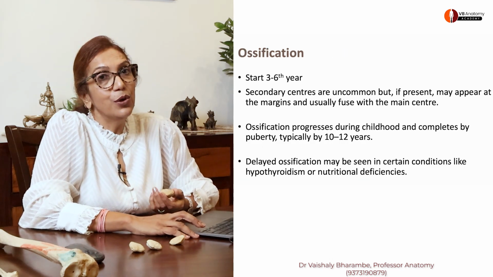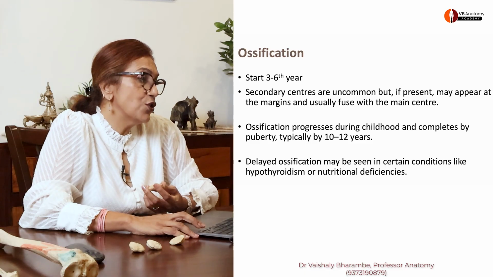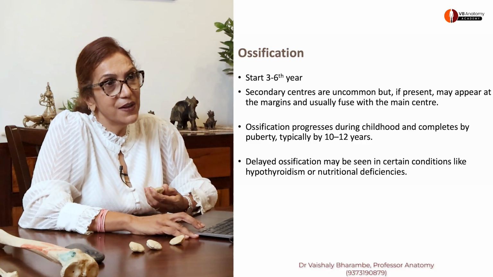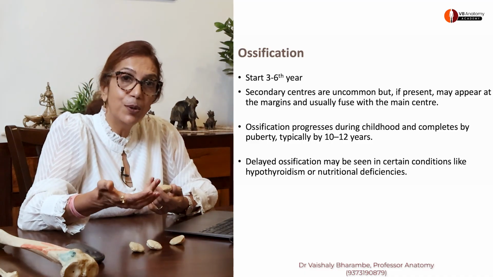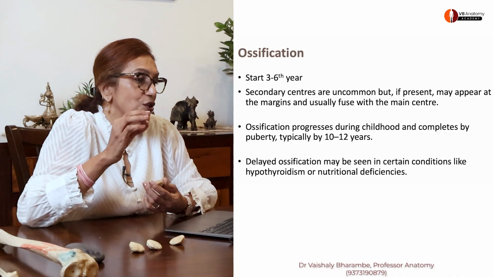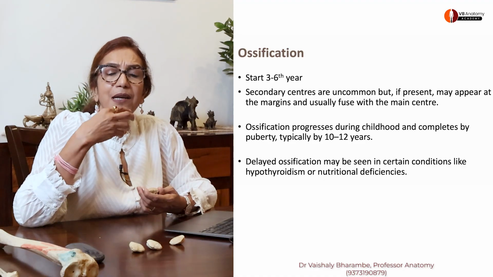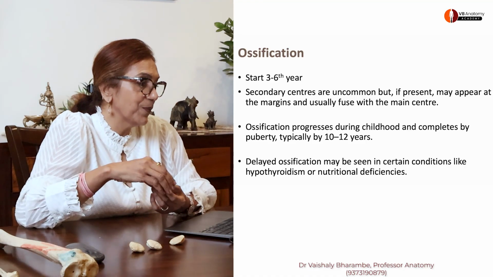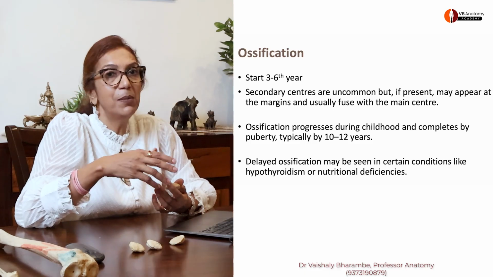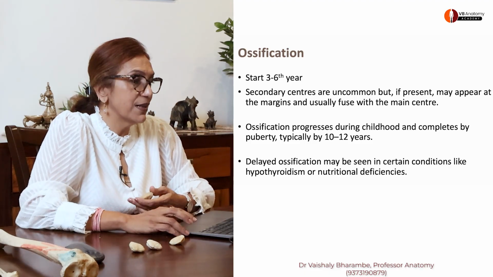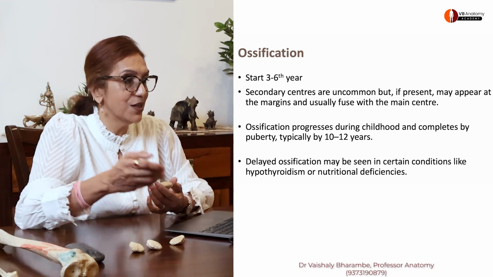Ossification, you already know it ossifies late. The ossification may begin in the 3rd to 6th year. Some say it has only one ossification center. Some say there are multiple ossification centers. Bottom line is, ossification goes on late, typically to 10 to 12 years, because it's a sesamoid bone. Delayed ossification may be also seen in some nutritional deficiency conditions and so on, but that is true for all ossifications.